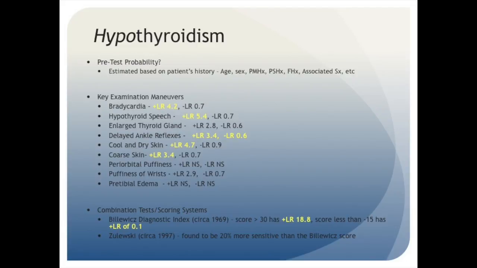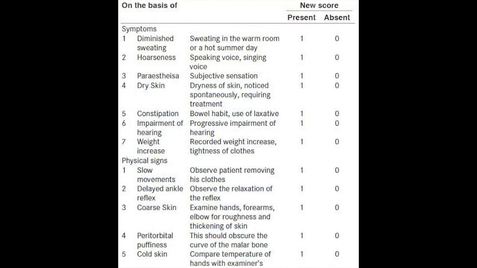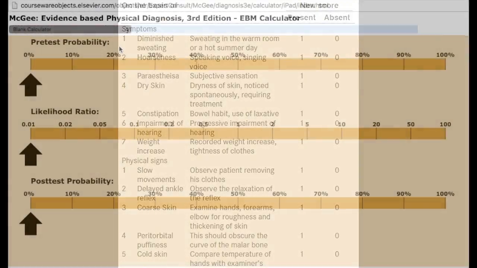I wanted to show you a newer scale, though, called the Zulewski scale, which was introduced in 1997, and one large study found it to be about 20% more sensitive than the Billewicz scale for picking up hypothyroidism. Here it is, and you'll note that it's a much simpler and more rudimentary tool than the Billewicz scoring system, but was found to be just as good at picking up hypothyroidism, and actually picked up about 20% more hypothyroid patients, as confirmed on laboratory testing, than the Billewicz scale did in that study.